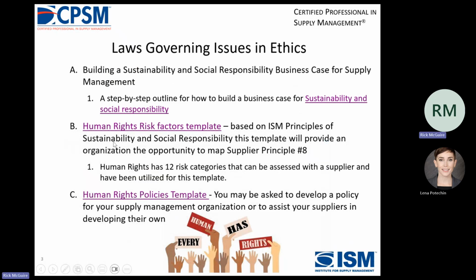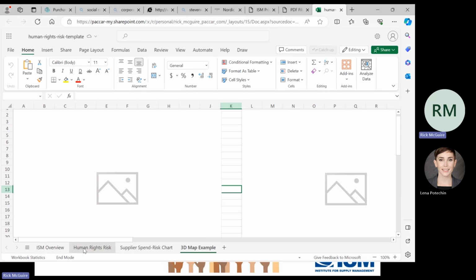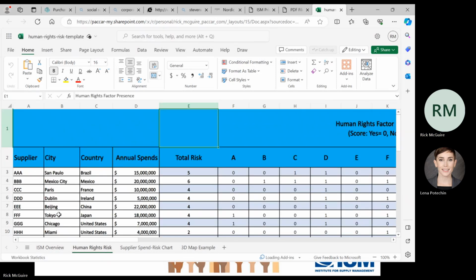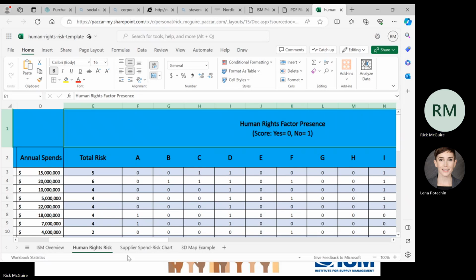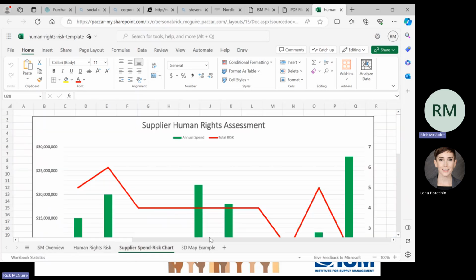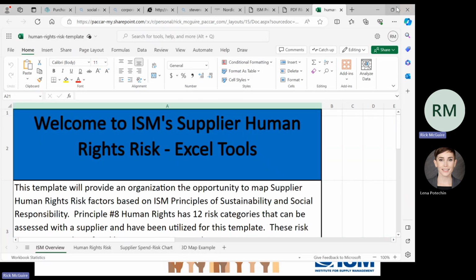And then part of social responsibility is human rights. And they have come up with a template to provide an organization opportunity to map out these supplier principles. And it's essentially just a spreadsheet where you put in the supplier and then you give them the risk factors, and it's a yes or no kind of thing. And then you got a span risk chart, and you got a map on where you're at and some directions.